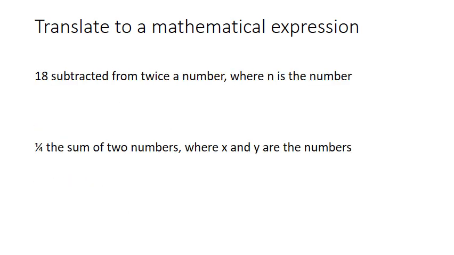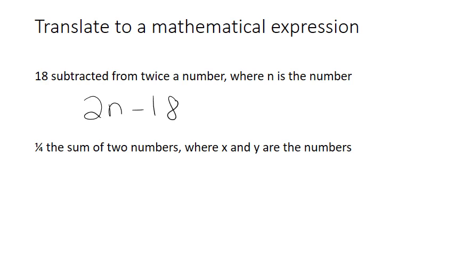18 subtracted from twice the number where n is the number. Subtracted from is obviously subtraction. Twice the number is 2 times. Remember that subtraction is usually written backwards in the way we write it. So we do twice a number, and then we subtract 18.